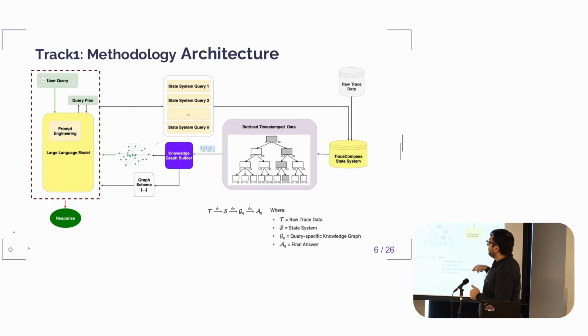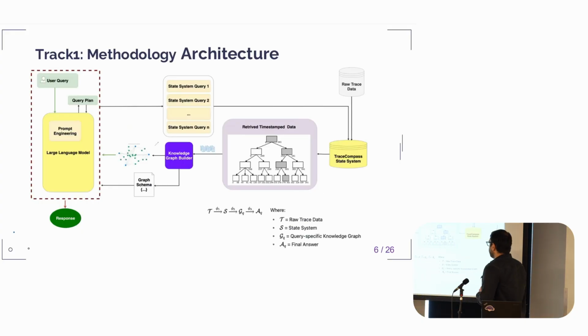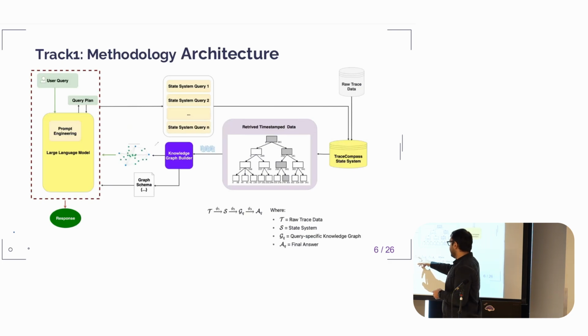So what we do in this methodology is gradually transform the trace data into more structured and more meaningful representations, and then pass them to the large language model for our analysis. We do this in three layers, all the way from trace data to state system, from state system to knowledge graph, and from knowledge graph to the final answer.